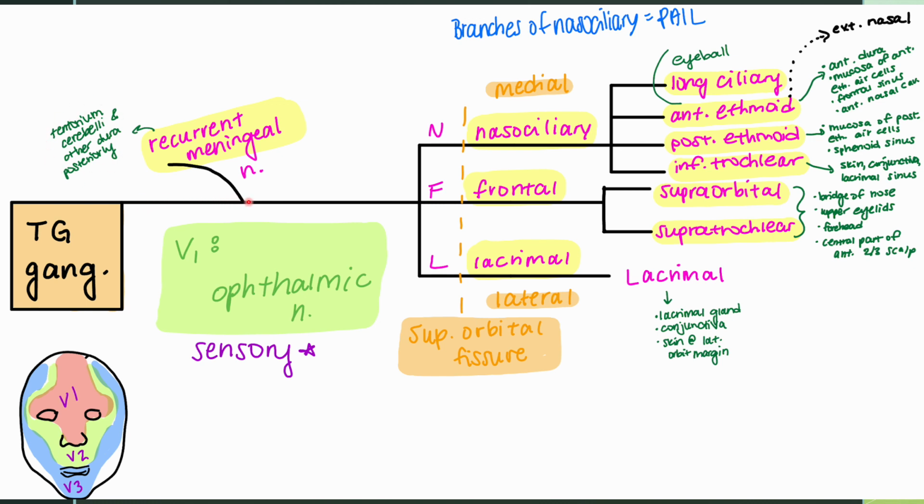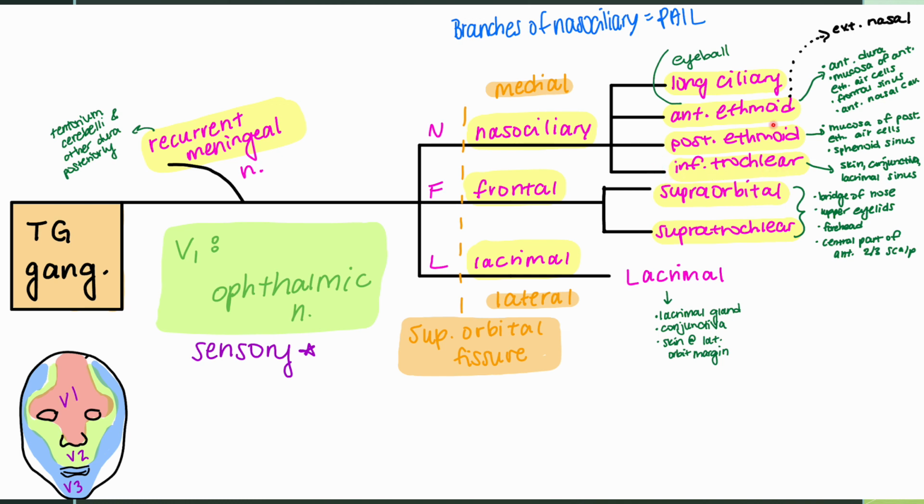And then that nerve continues on and branches into three branches that go through the superior orbital fissure: the nasociliary, the frontal, and the lacrimal. NFL from medial to lateral. So with NFL, it gets more branches to less branches as you continue. So the nasociliary has 4 branches. The long ciliary, the anterior ethmoid, the posterior ethmoid, and the inferior trochlear.